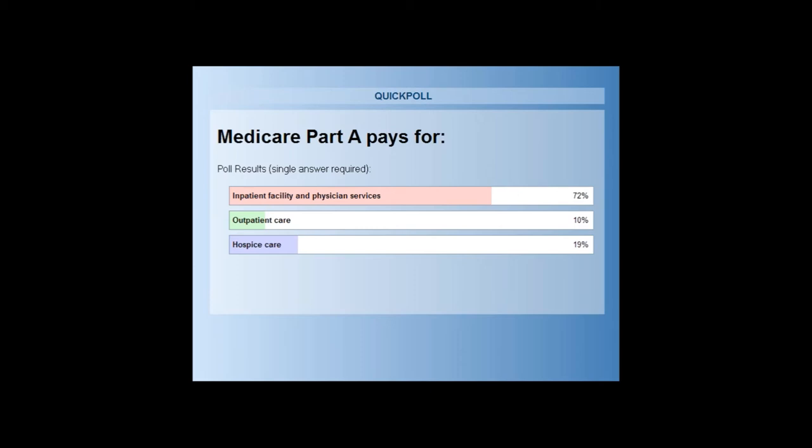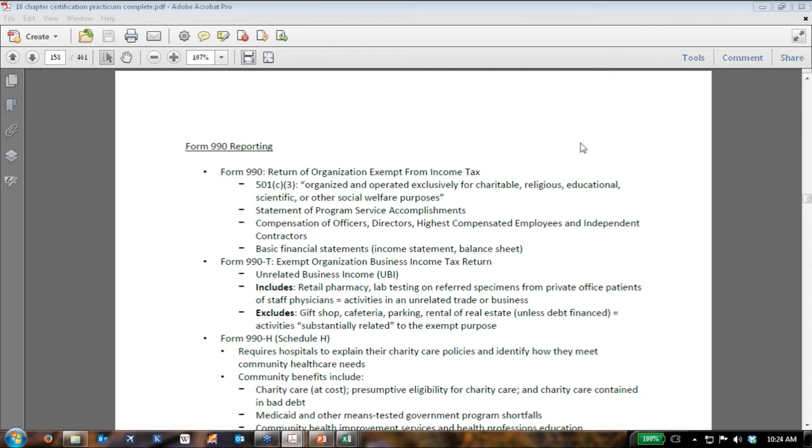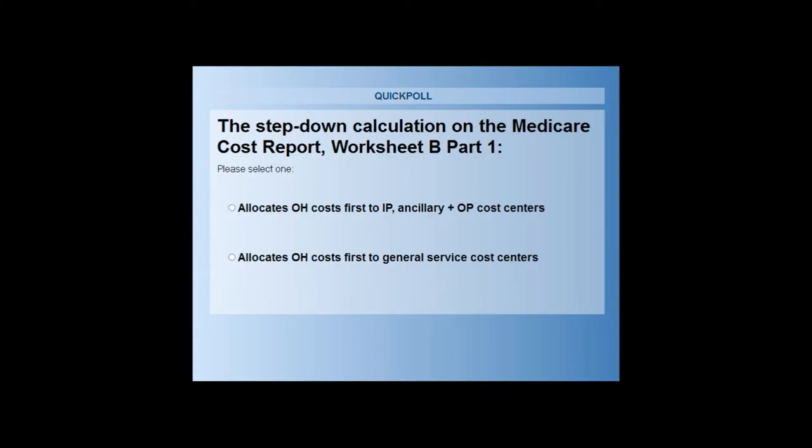Okay, we have one more polling question, number 8. Let's do that one and then wrap up by talking about the last things we want to cover. Okay. This is about step down. And so we just talked about this.